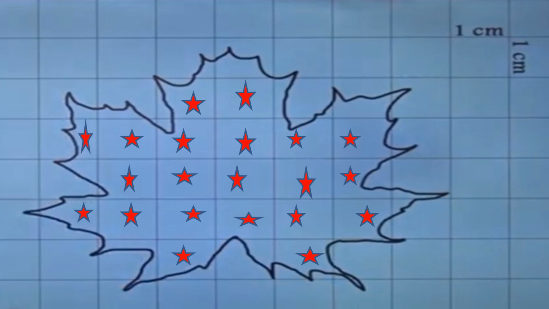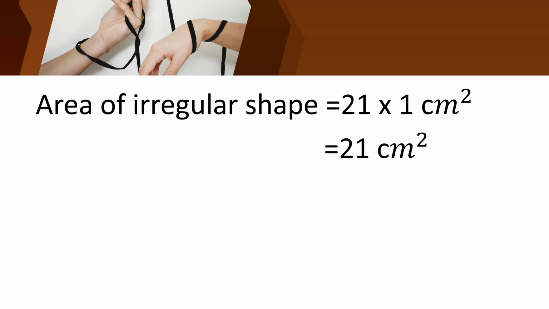So what is the area of this irregular shape? The number of squares counted is 21, and the area of each square is 1 centimeter square. So 21 into 1 centimeter square is 21 centimeter square. So the area of that irregular shape is 21 into 1 equal to 21 centimeter square.